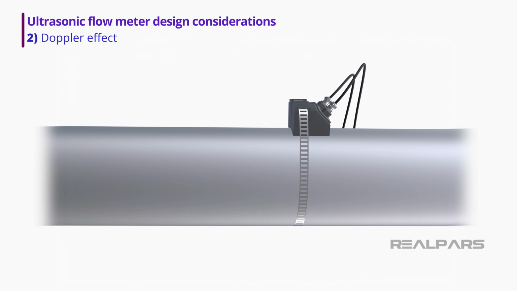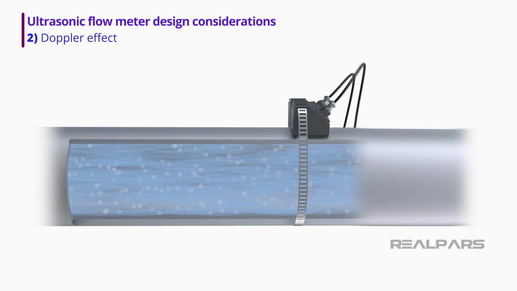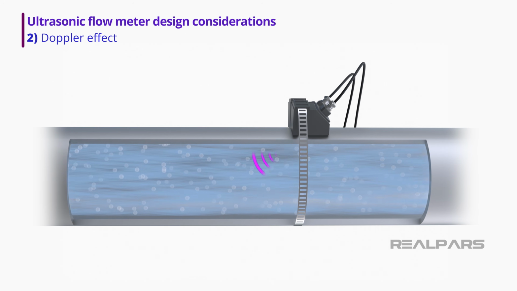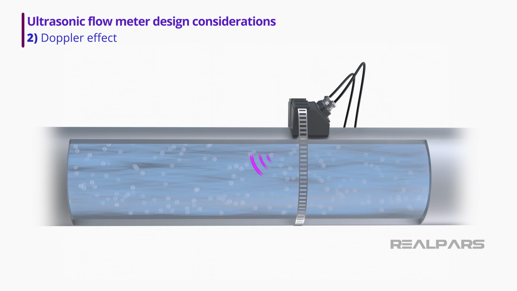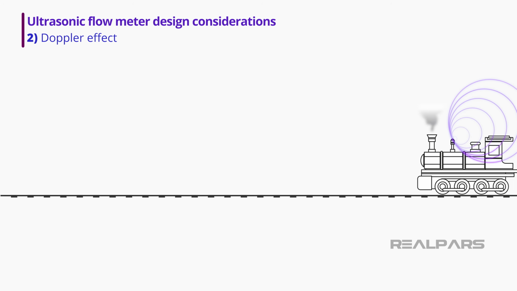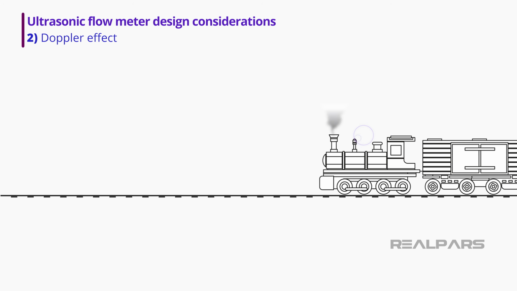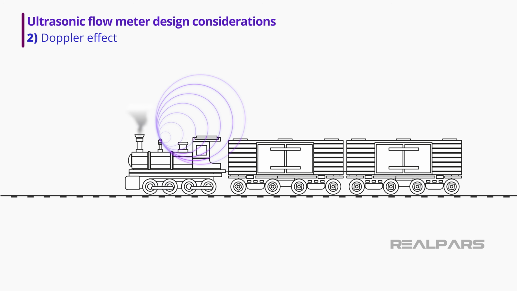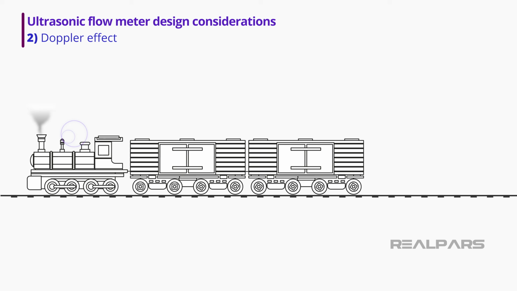Another type of ultrasonic flow meter uses the Doppler effect to measure flow rate. In this method, air bubbles, or entrained particles, are used to reflect the sound waves from the transmitter to the receiver. As with the falling pitch or frequency of a train whistle, as the train moves away from the observer, the shift in frequency observed at the receiver can be used to determine the flow rate.